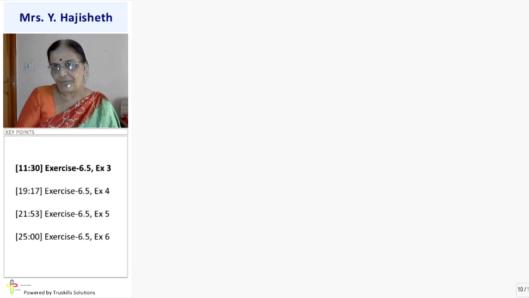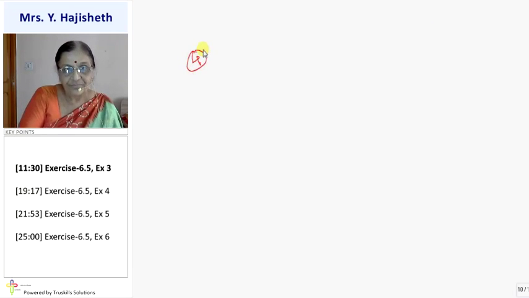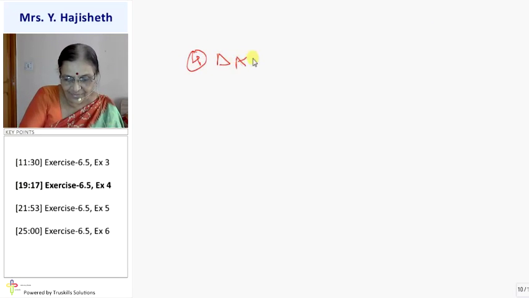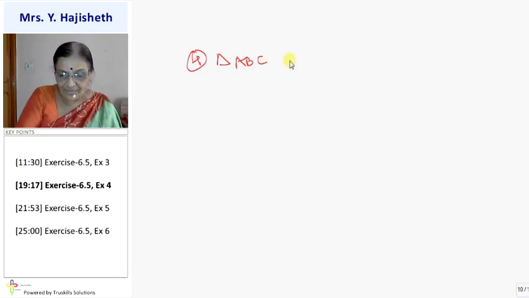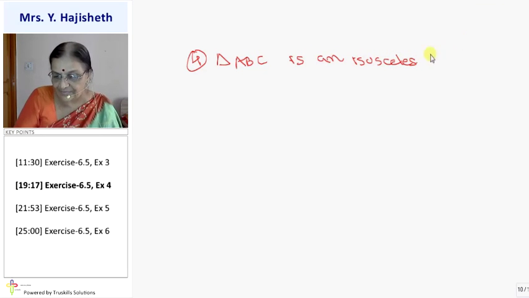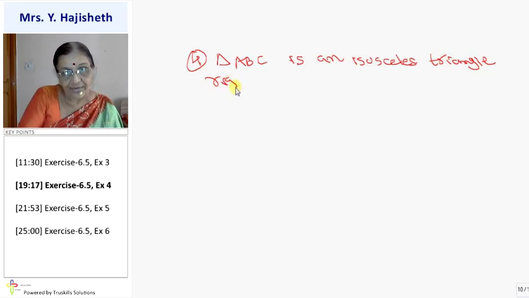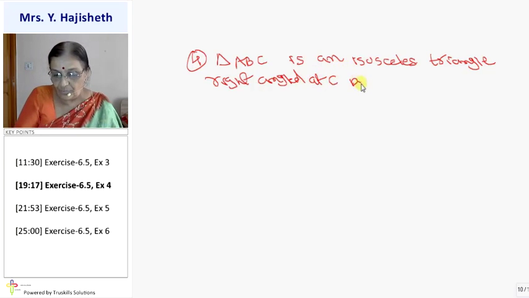Sum number 4. You are given triangle ABC is an isosceles. Isosceles means 2 sides and 2 angles are equal. Isosceles triangle, right angle at C. It is an isosceles triangle and also a right angle triangle, both at C. Clear? Prove that AB square is equal to 2AC square.